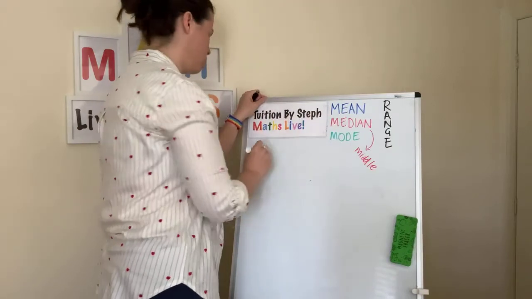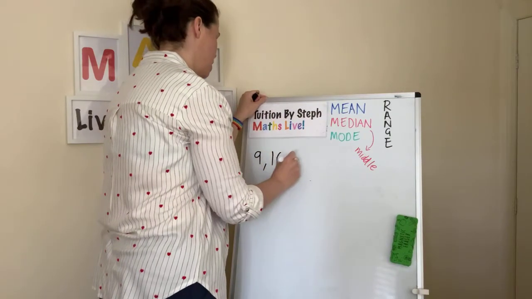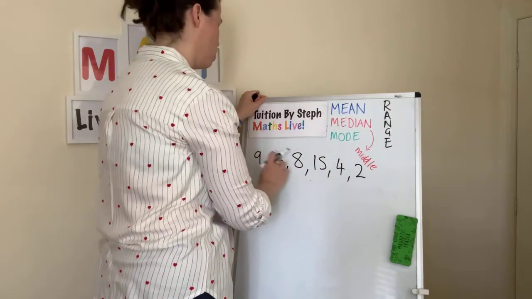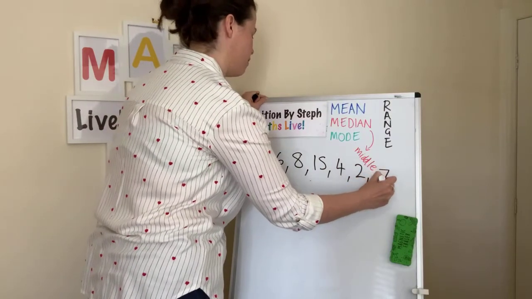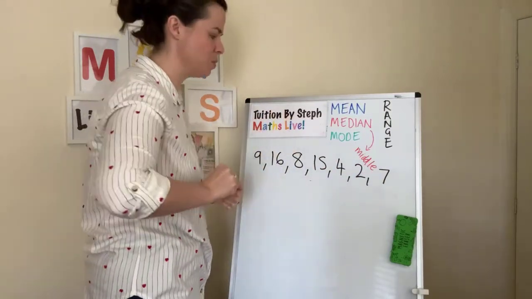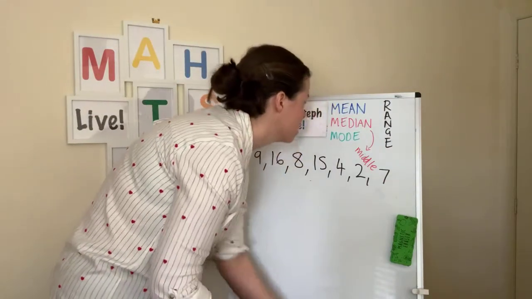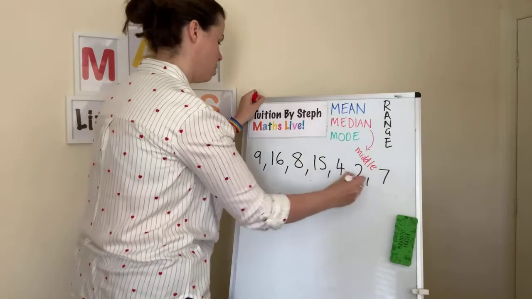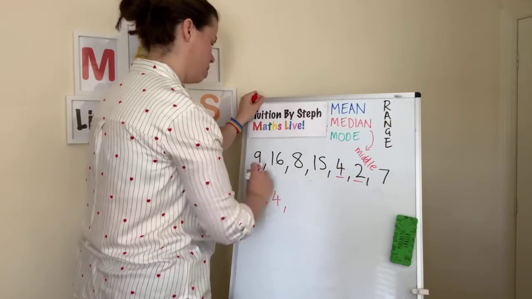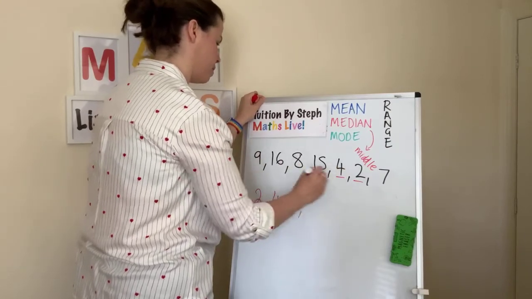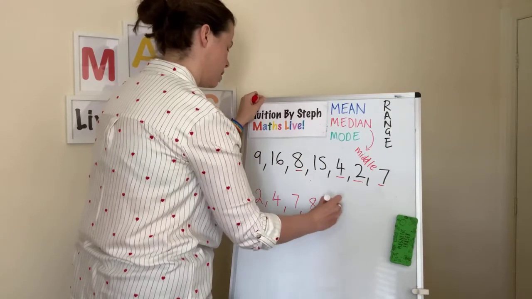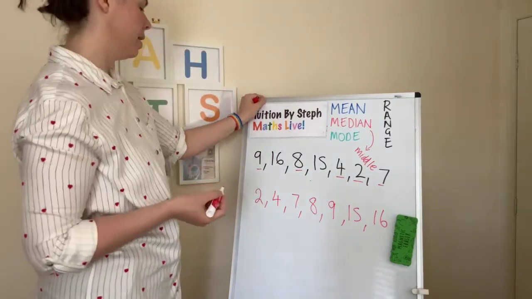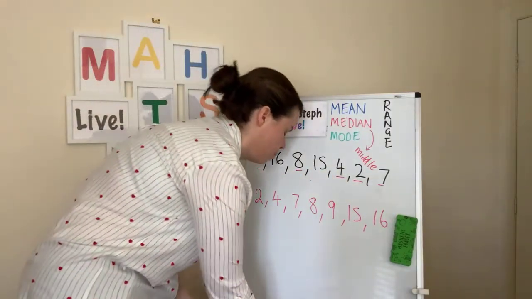So I'm not going to go onto super big numbers. So 9, 16, 8, 15, 4, 2, 7. I'll tell you why I added 1 on at the end then. Right. Median. So first of all, I've got to put them in order from smallest to biggest. So I've got 2, 4, 7, 8, 9, 15, 16.